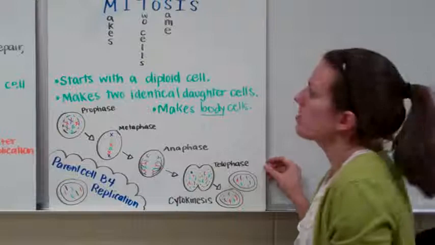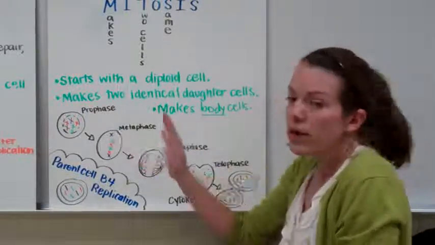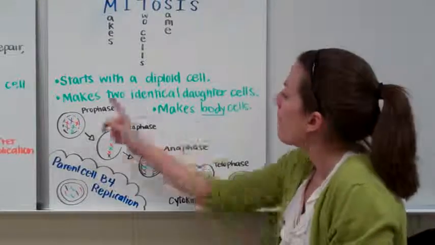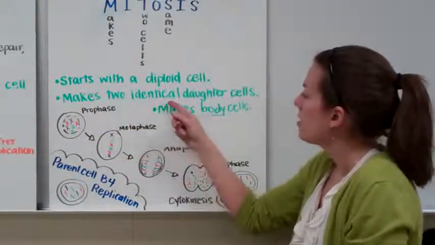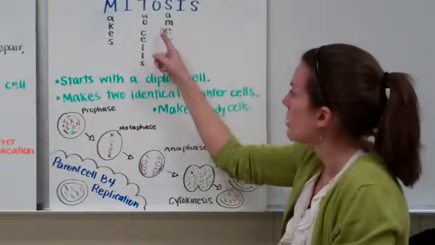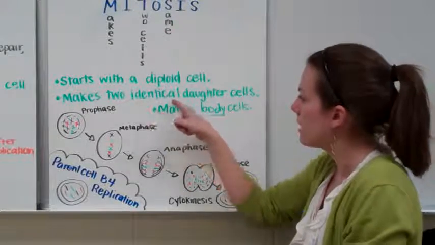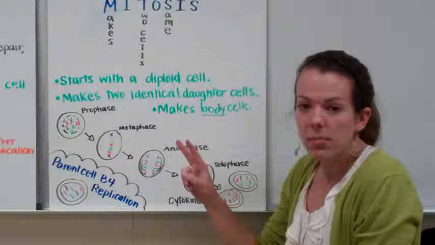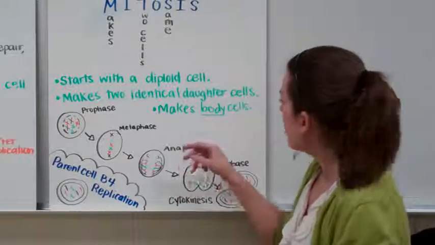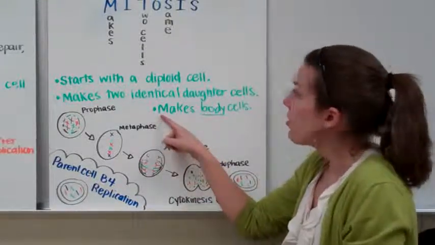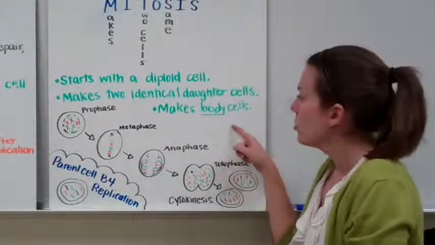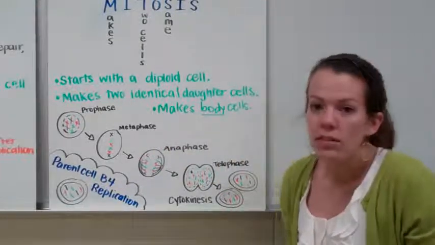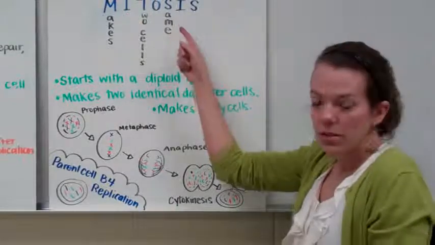what mitosis makes. Mitosis always starts with a diploid cell, so a cell that has 2 of each chromosome. Mitosis makes 2 identical daughter cells. See? 2 cells that are the same, meaning they are identical. So we start with a diploid cell and make 2 cells that are exactly the same as the original cell. Alright. Also, mitosis makes your body cells. So whenever you need to grow or heal, you're making more body cells, therefore you're undergoing mitosis.